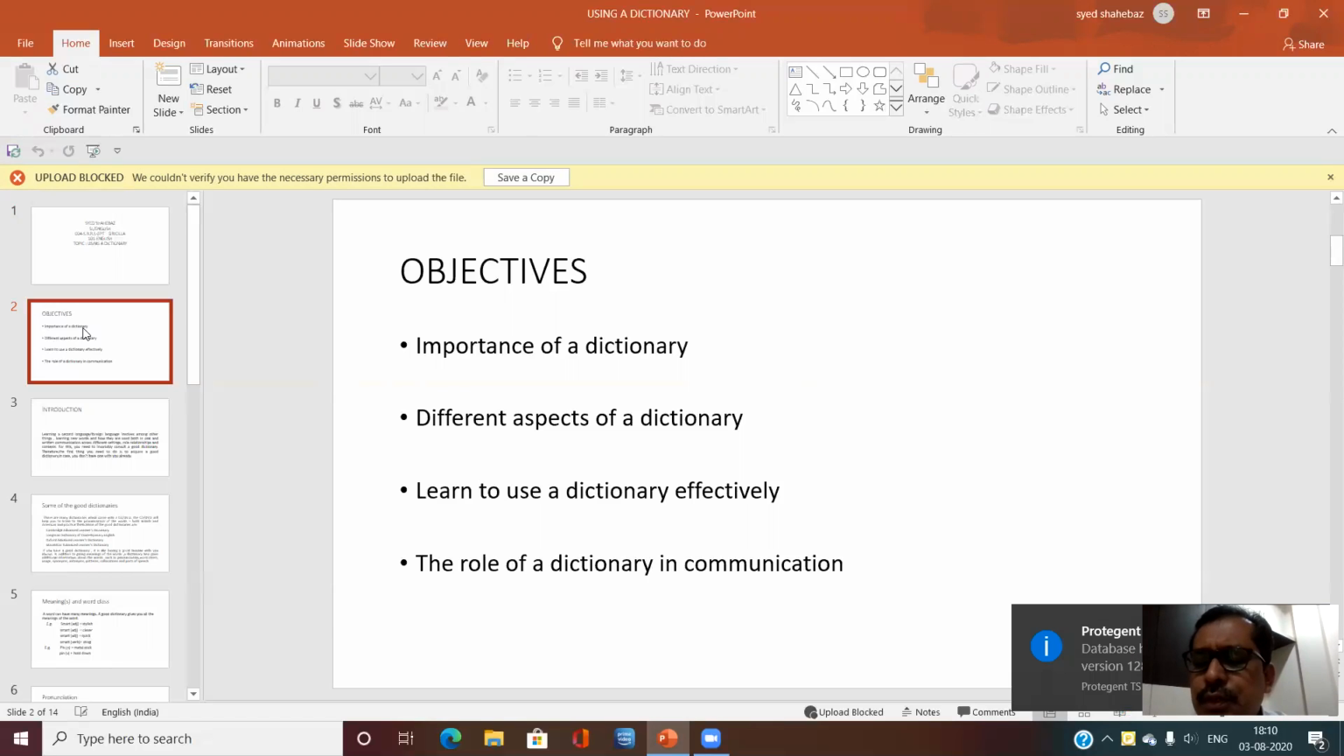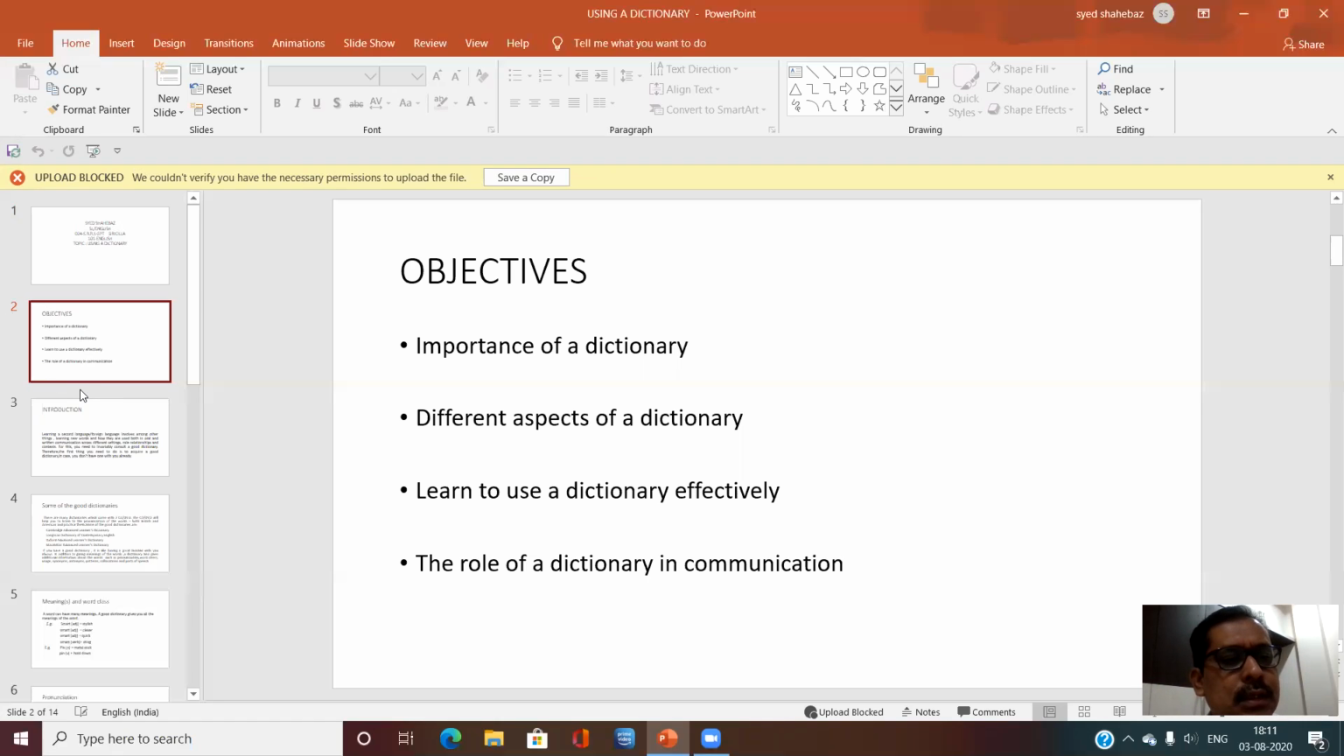The first objective is the importance of a dictionary. Different aspects of a dictionary. Learn to use a dictionary effectively. The role of a dictionary in communication. These are the things we are going to learn in this lecture.